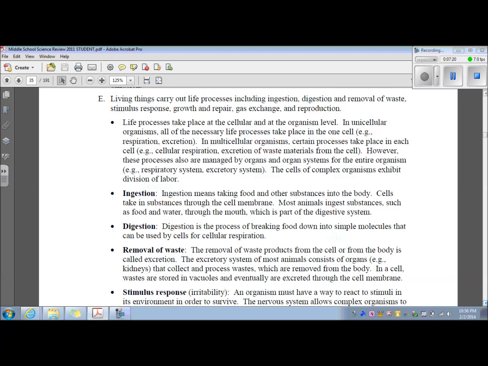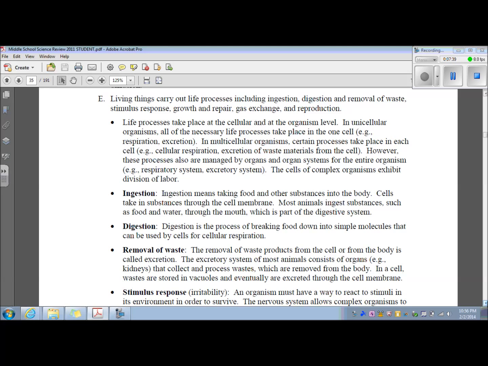Section E. Living things carry out the life processes including ingestion, digestion, and removal of waste, stimulus response, growth and repair, gas exchange, and reproduction. Life processes take place at the cellular and at the organism level.